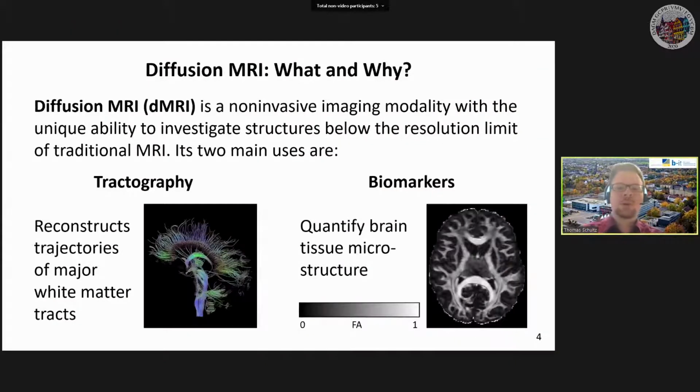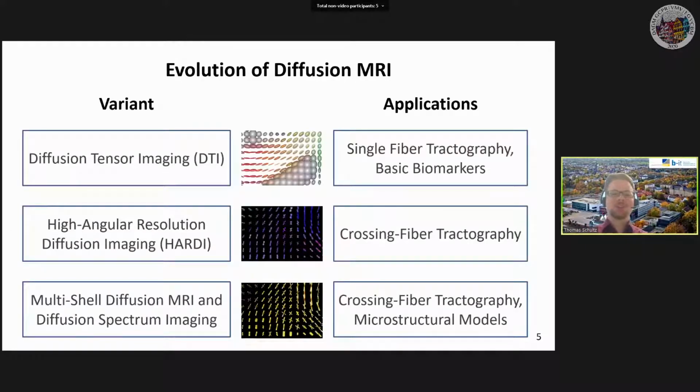A second motivation for our work comes from the visualization of diffusion MRI. Diffusion MRI is a non-invasive imaging modality that has a quite unique ability to break the resolution limit that we typically have in traditional MR. We can use it to investigate fine microstructure below the resolution limit, which allows us to do these tractography images that you might have seen, which reconstruct the trajectories of major white matter tracts. But it also allows us to compute biomarkers that quantify aspects of brain tissue microstructure and maybe detect subtle signs of disease. Diffusion MRI, in fact, is not really one homogeneous, uniform technique.